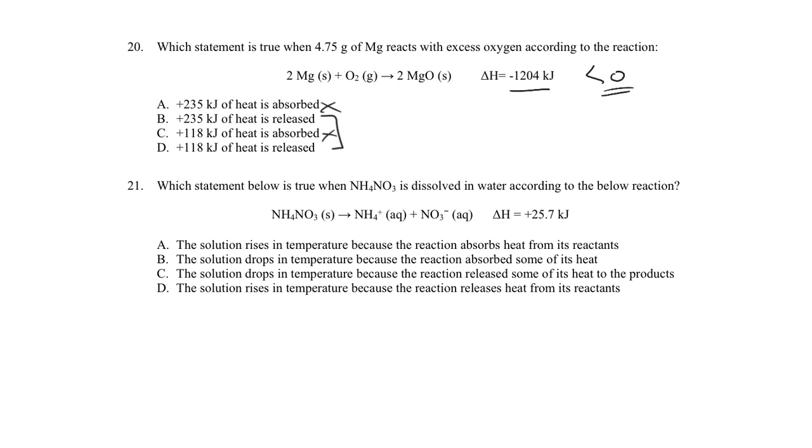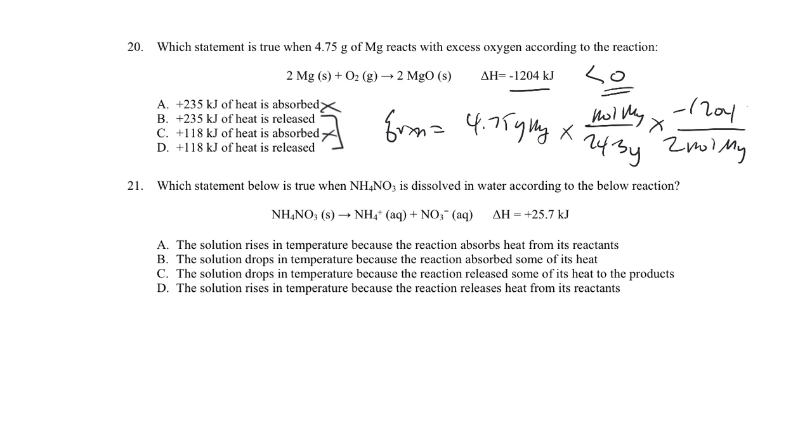So when 4.75 grams of magnesium reacts, what's the Q reaction? So the Q reaction would be 4.75 grams of magnesium. Let's go to moles. It's 24.3 grams per mole of Mg. And then according to the reaction, for every 2 moles of magnesium that reacts, the Q reaction is minus 1204 kJ. So the Q reaction is 4.75 divided by 24.3 divided by 2 times negative 1204. Q reaction is minus 118. So 118 kilojoules is released.